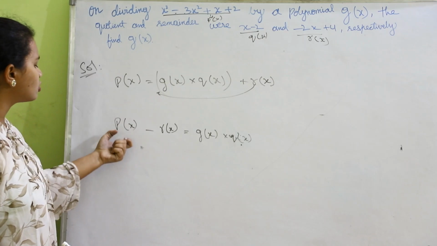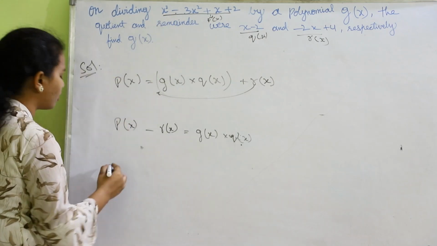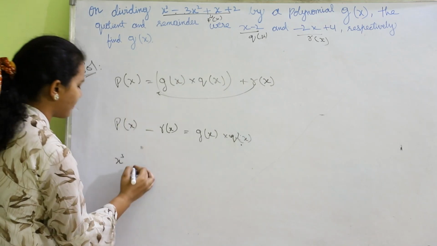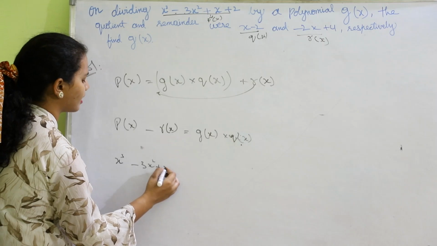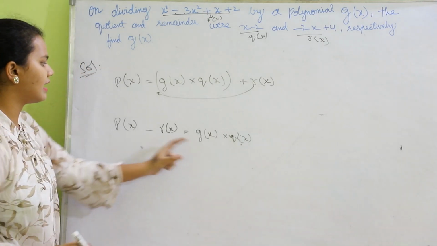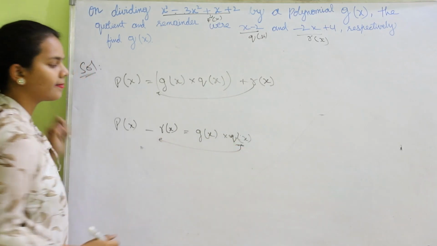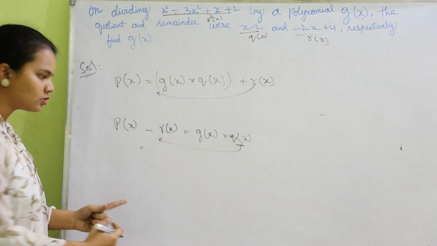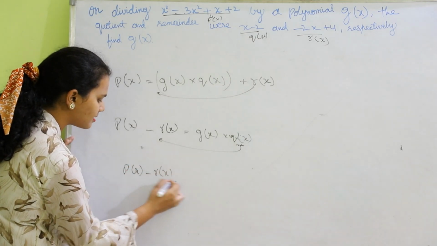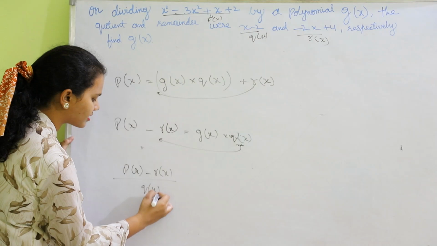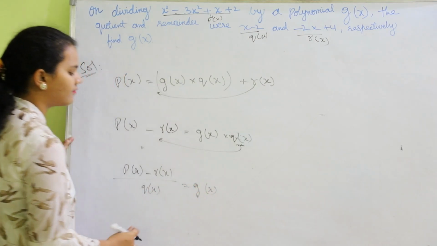Now try to substitute those values. We have the p of x value, right? So I would like to write over here the p of x value, which is x cube minus 3x square plus x. Before going to this, I will be getting this. So here, again transfer this q of x to the other side. This becomes p of x minus r of x by q of x, and this is equal to g of x. Then we got it, right?